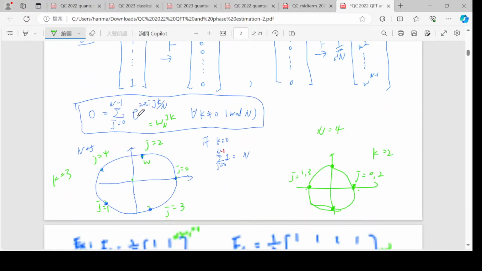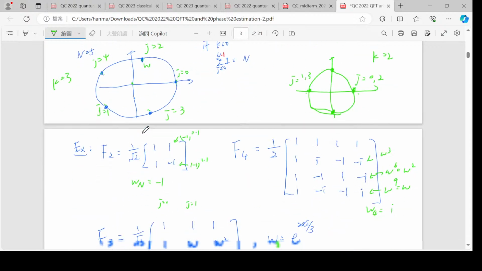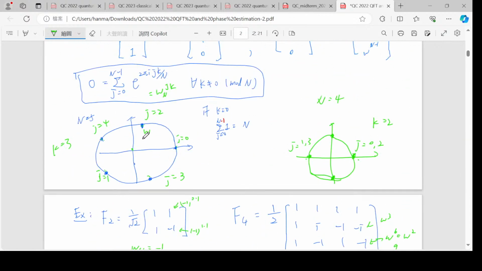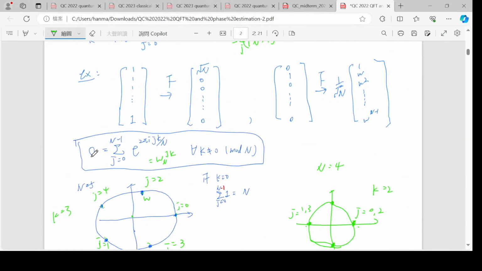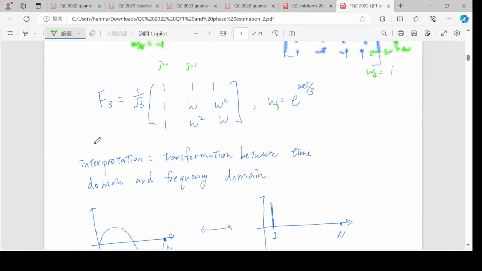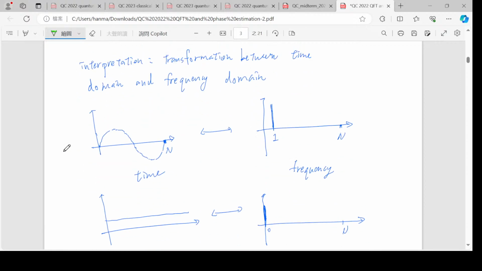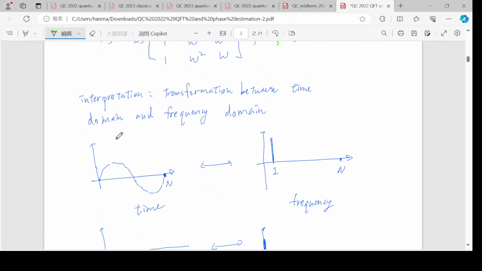Any questions so far? Okay, so any question about this calculation? No? Then okay, so let's talk a little more about the interpretation of the Fourier transform.